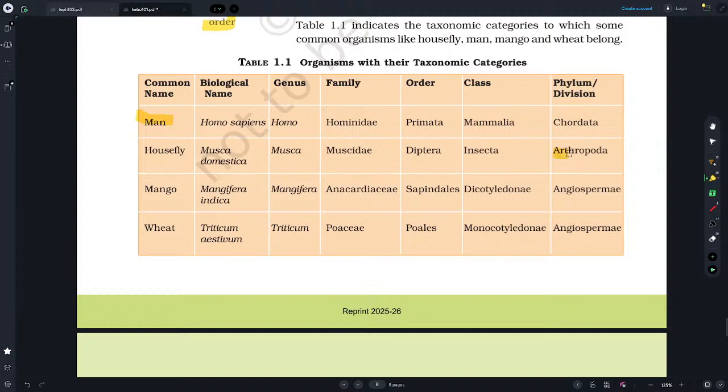Arthro meaning jointed, poda meaning appendages, limbs, legs, etc. Mangifera indica. Mangifera is the genus, indica is the species, family is the Anacardiaceae family, order is under the Sapindales, class is Dicotyledonae, has two cotyledons, Angiospermae, flowering plants. Triticum aestivum. Triticum is the genus, Poaceae is the family, Poales is the order, Monocotyledonae meaning have single cotyledon, Angiospermae, fruit bearing or flowering plants.